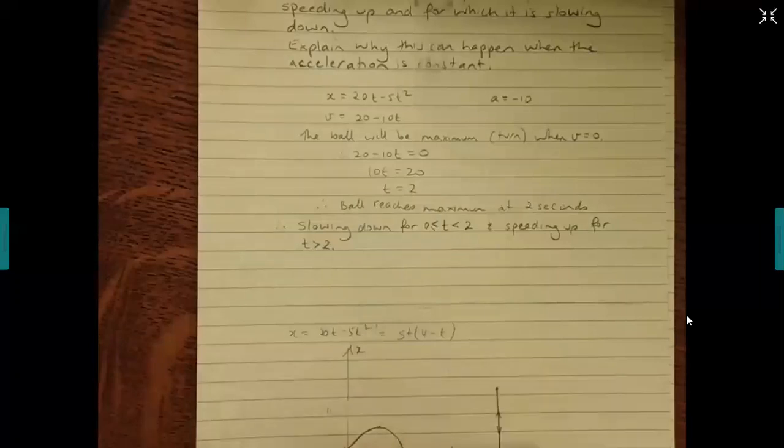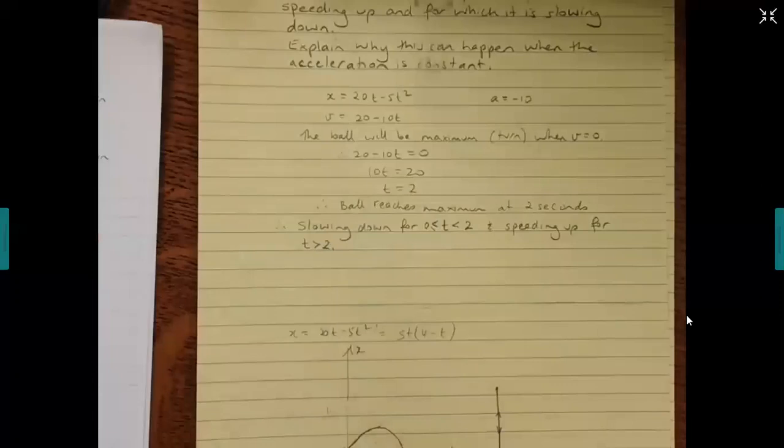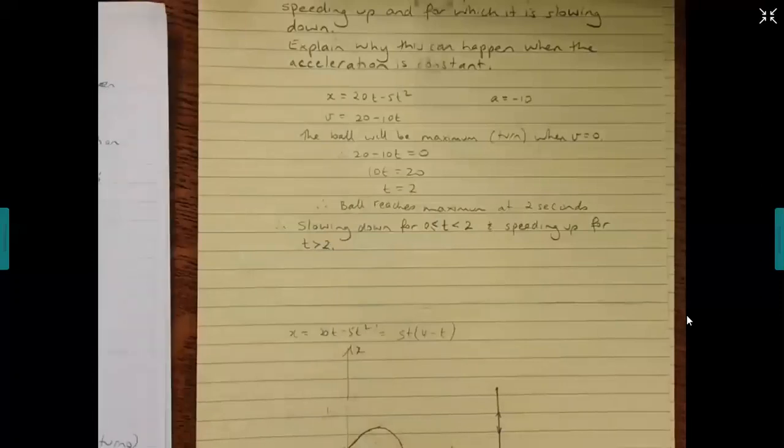Okay. So it then says explain why this can happen when the acceleration is constant. So what are we going to do? How are we going to describe that? Anybody got an idea of how we would describe how it can slow down and speed up if the acceleration is constant? Because you're the ones who are going to be stuck in an assessment situation having to put this down. So I don't want to just say the answer.